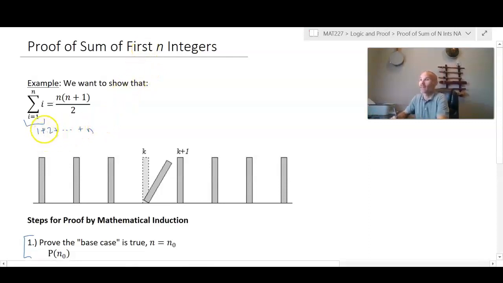And rather than have n minus 1 addition signs, right? Because if you have n numbers, you'll have n minus 1 addition signs. We want to show that that's the same thing. We'll get the same result if we take that largest integer, multiply it by the integer plus 1 and divide by 2. We want to show that we get the same result.